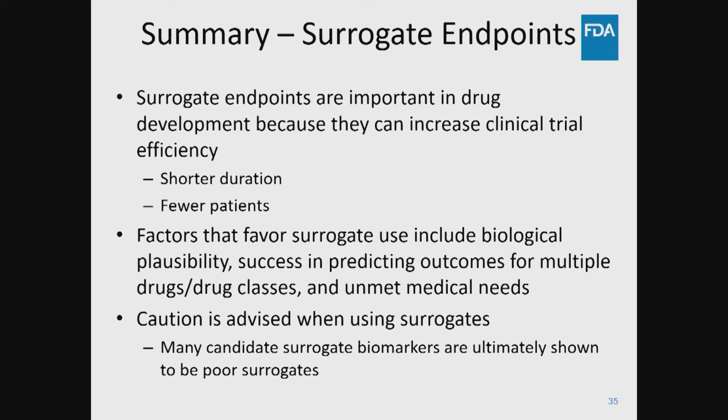And it can do this using fewer patients, so you can power your trial with fewer patients to show the benefit that you want to show. This really leads to much more efficient drug development. Factors that favor surrogate use include biological plausibility, success in predicting outcomes for multiple drugs and drug classes, and unmet medical needs for the patient population.